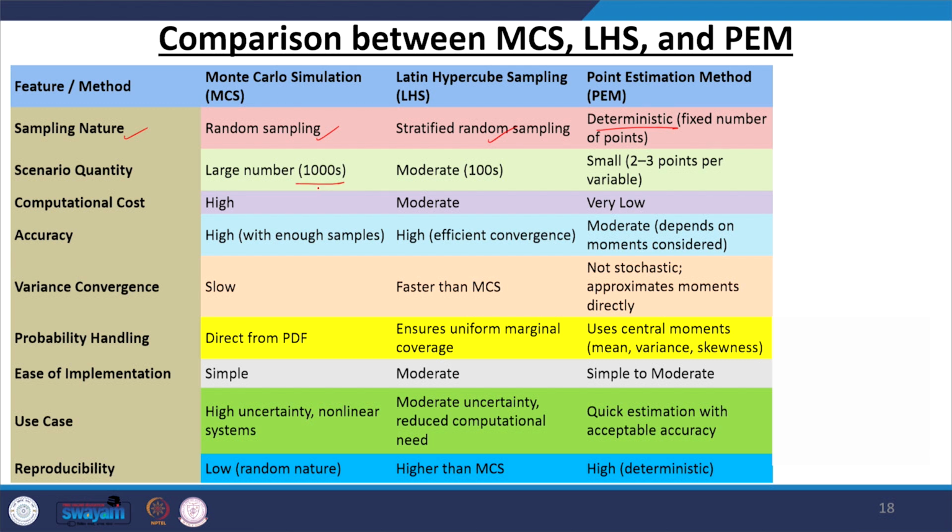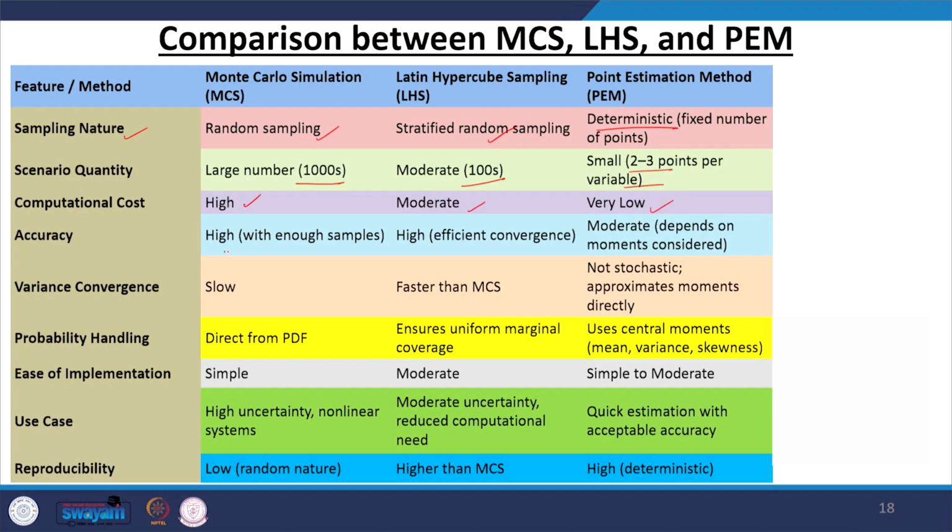You have to generate a large number of scenarios for Monte Carlo simulation. Comparatively, you have to generate a lesser number of scenarios for Latin hypercube, and only 2 to 3 points for the point estimation method. That means your computational complexity is very low if you adopt the point estimation method. Computational cost is very high for Monte Carlo, moderate for Latin hypercube, and very low for the point estimation method.